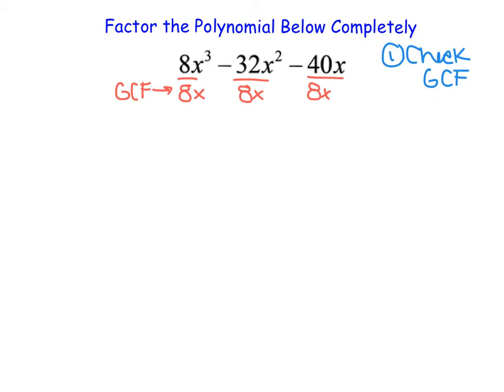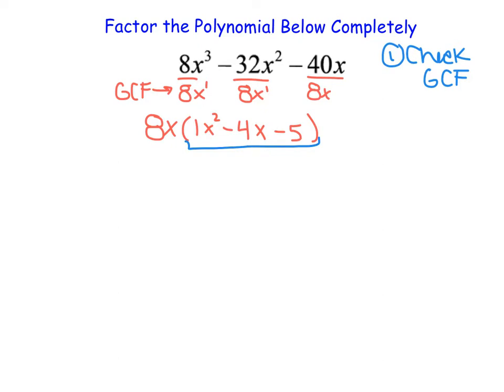So to start, I'm going to factor out, or essentially undistribute, that 8x value. As I do that, 8 divided by 8 gives me 1, x cubed over x, we subtract the exponents, so we get x squared. Then negative 32 divided by 8 is negative 4. X squared over x to the first leaves me with x. And then negative 40 over 8 is negative 5, and then the x's cancel out. So now I've factored out 8x, and I'm left with this trinomial of x squared minus 4x minus 5. And I have to decide if I can factor that fully.